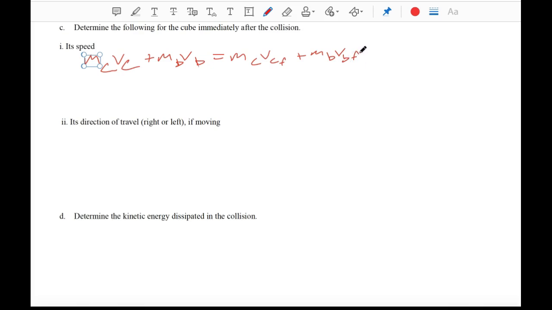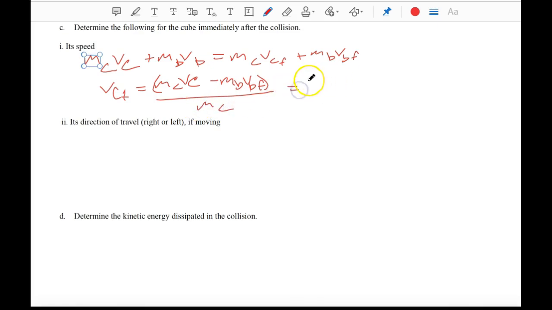Since we already know the final velocity of the ball, we can now find the velocity of that cube. So the final velocity of the cube should be equal to the mass of the cube times the original velocity of the cube, minus the mass of the ball times the final velocity of the ball, and then we're going to divide that by the mass of the cube.